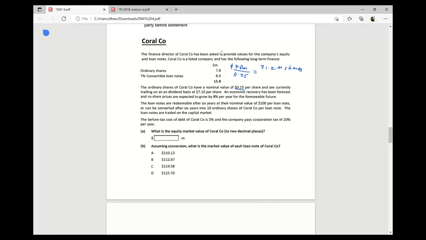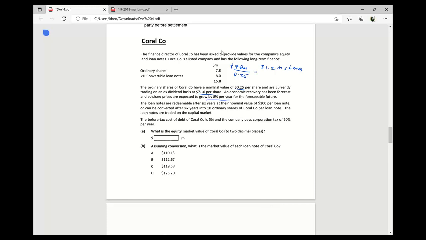Ordinary shares have a par value of 0.25 and 7.8 million is the capital. You can divide to get the number of ordinary shares, 31.2 million, and they are currently trading on an ex-dividend basis at 7.1 per share. Economic recovery has been forecast, and so share prices are expected to grow by 8% per year for the foreseeable future. Share price will go up by 8% per year.